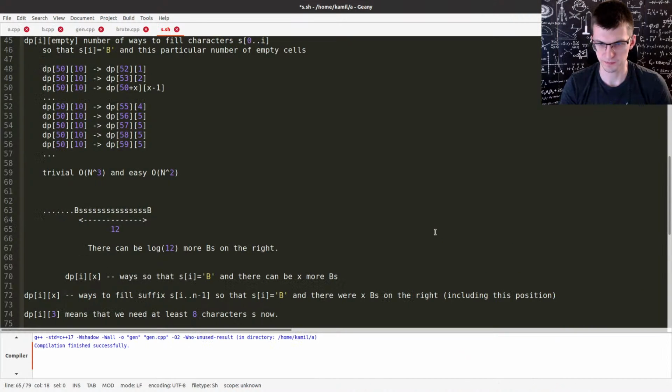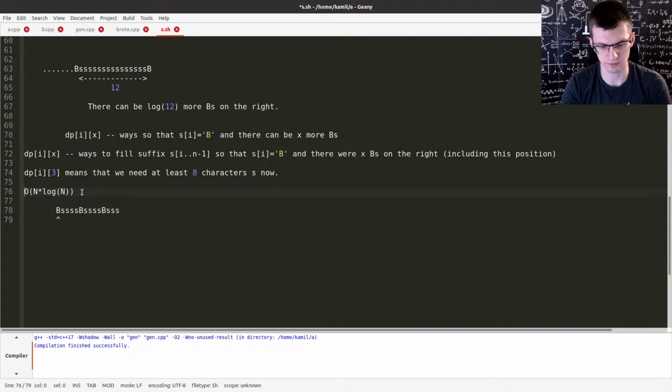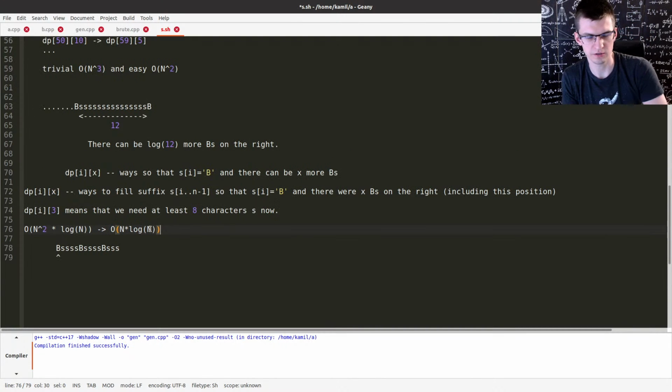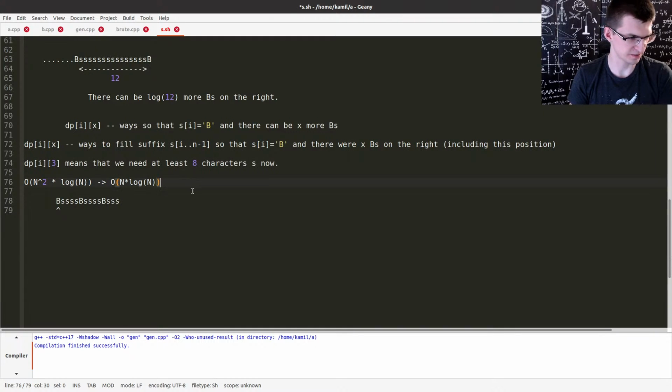All right. Let's try the quadratic one. So let's try this thing. And then we'll move to that with some kind of prefix sums. Shouldn't be hard. Should I reverse the string? Maybe, maybe not. Now I'm in file s.sh.